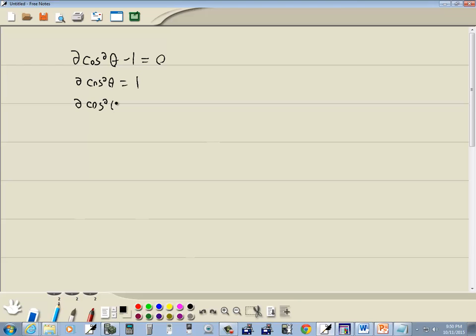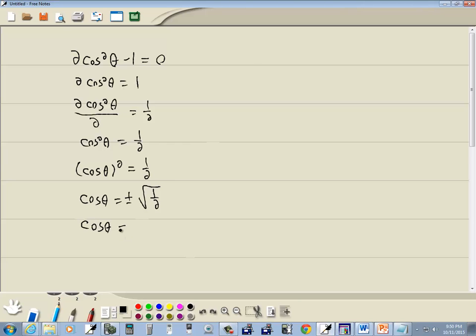Divide both sides by 2, and we get cosine squared theta is equal to 1/2. But remember, cosine squared, written that way, is the same as cosine theta to the second power is equal to 1/2. And this is the square root property: if you've got something squared equal to something else, you drop your squared, and you put a plus or minus square root around the other side.